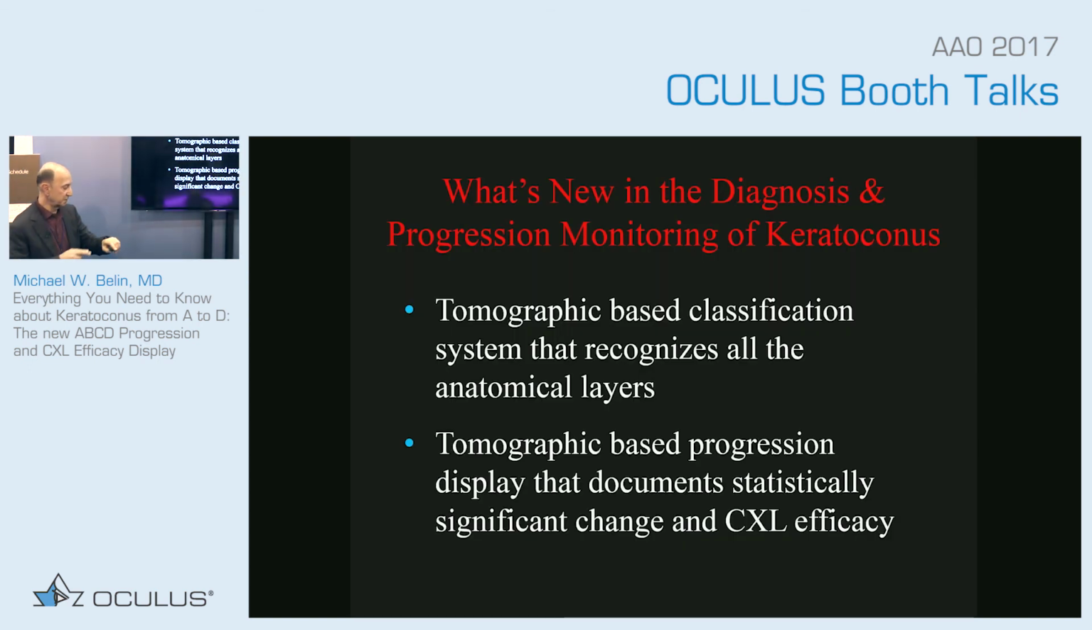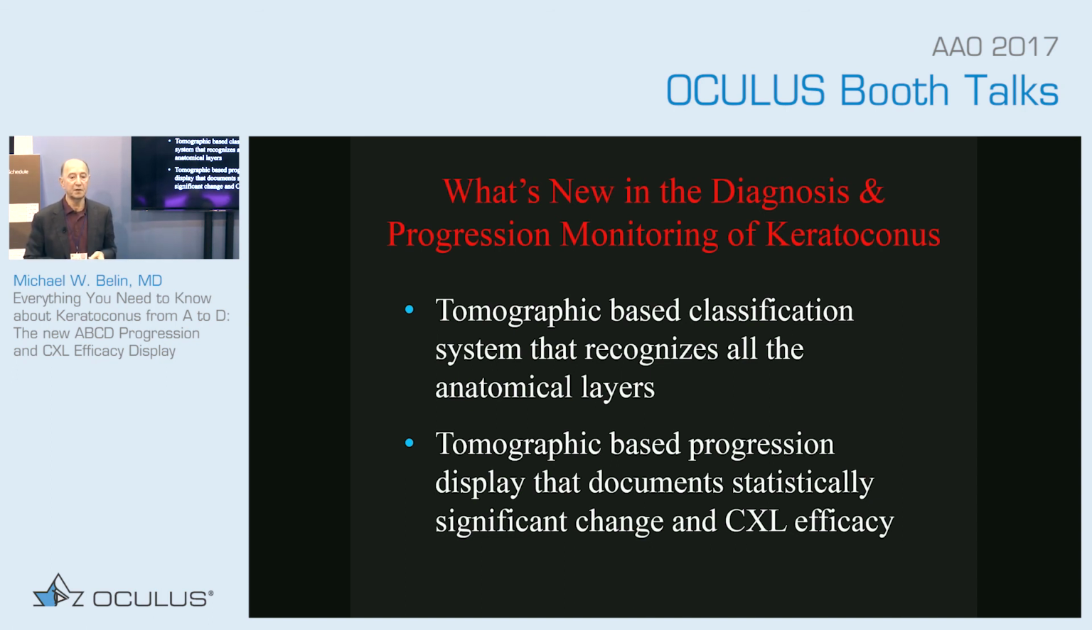So again, what's new? Good timing. Again, it's a topographic-based classification that recognizes all the anatomical layers. And again, it's a topographic-based progression display that will document when you have statistically significant change, and also will show you cross-linking efficacy. And again, the goal is to allow the surgeon to decide what risk we're giving you, again, both in 80 and 95, and which population is most appropriate.